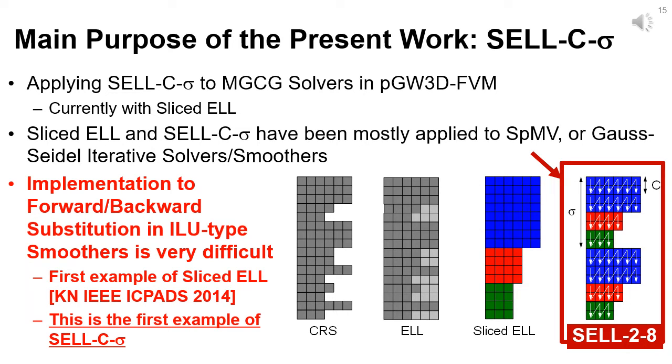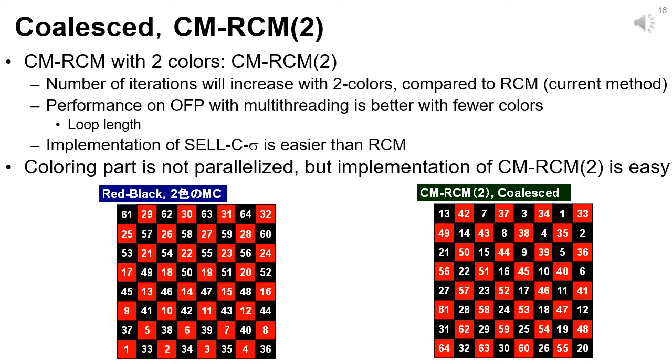This is one of the first examples of Cell C-sigma for forward-backward substitutions in the ILU-type smoother of a multigrid solver, although preliminary works were done by the authors. All meshes at each level are colored and reordered with CM-RCM, using 2 colors. CM-RCM stands for Cyclic Multicolored Reverse Cuthill-McKee.